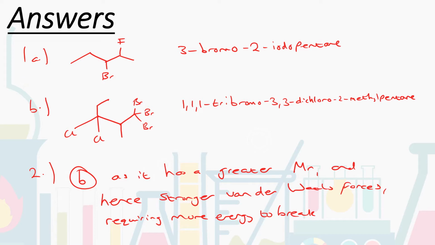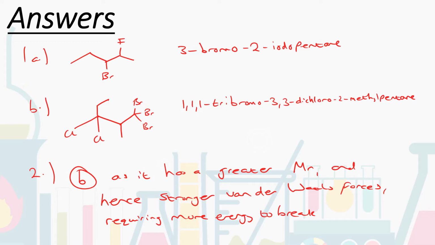Then we need to consider what we have. We have 3 bromine groups, we have 2 chloro groups, and we have a methyl group that is sticking out, a CH3 group sticking out of the chain as well. Now again, we can number from right to left or from left to right. Again, we get the lowest numbers if we number from right to left. So we have our 3 bromo groups on carbon number 1, our methyl on carbon number 2, and our 2 chloro groups on carbon number 3.